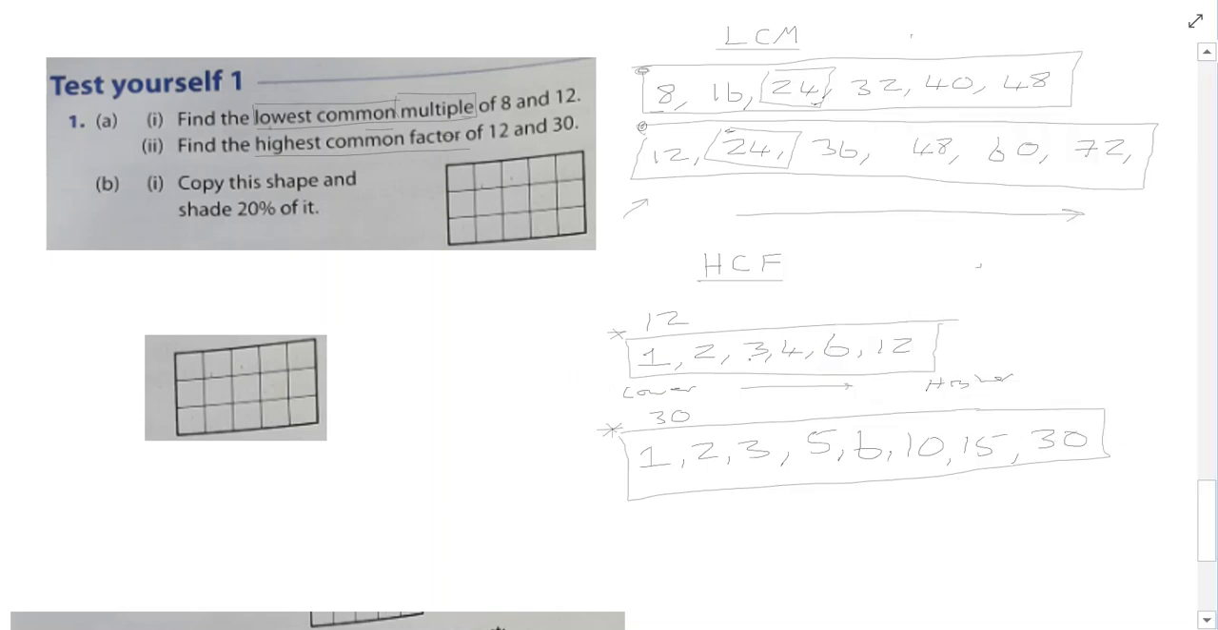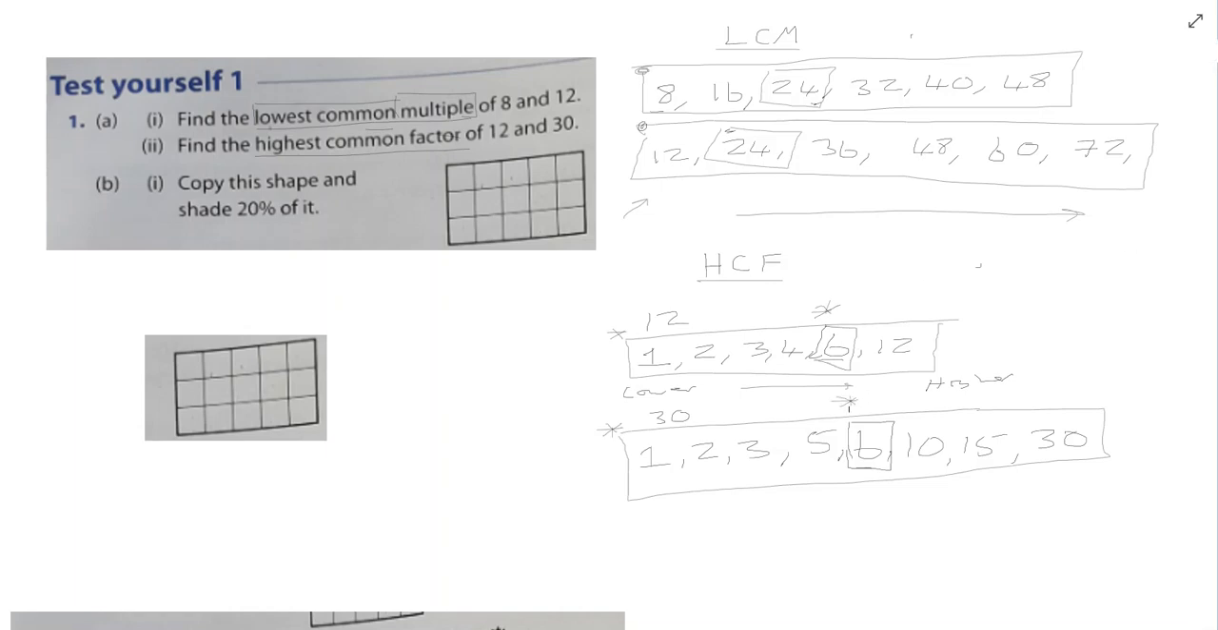6 is a factor of 12, and it's also a factor of 30. So is this the highest number within the two that's common to both sets of numbers? We have 12 as a factor of 12, but 12 is not a factor of 30. So therefore, the highest common factor in this case is 6. So your answer to part 2 of this question is that the highest common factor is this number 6.